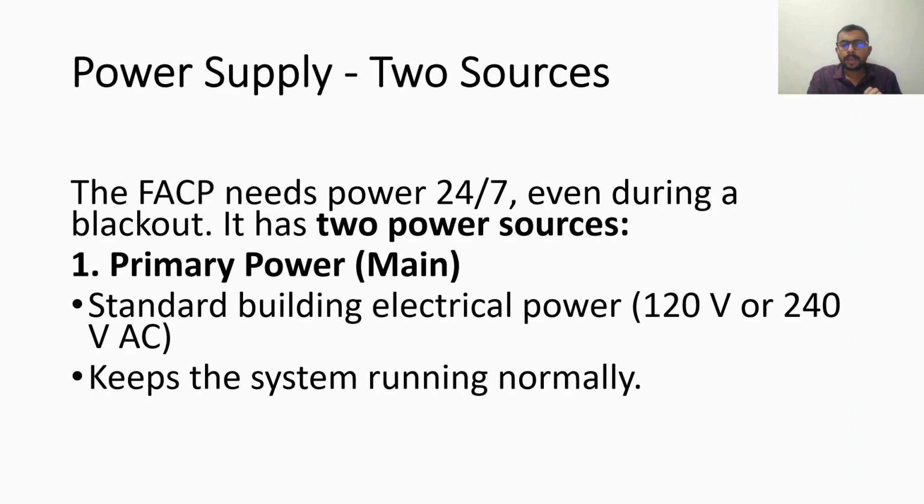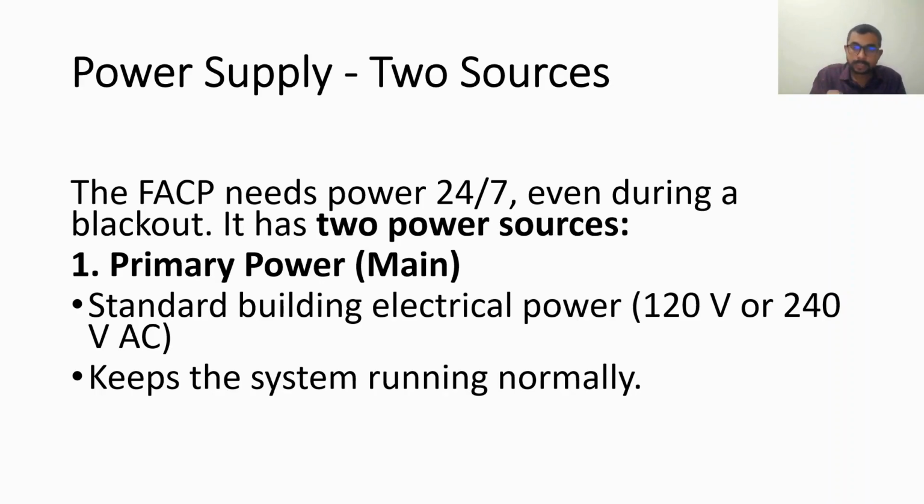The power supply. Now, in a fire alarm control panel, normally it has two power supplies. The first one we call primary, and the second one is secondary. So what is the reason for having these two power supplies? Since the building needs a fire alarm control panel that runs 24/7, the power supply for the panel shall never be interrupted. That is why we have two supplies: the primary power supply and the secondary power supply.